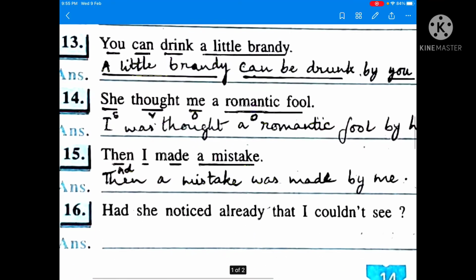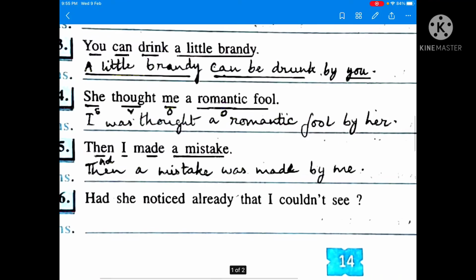She thought me a romantic fool. She, subject, thought, verb, me, object, a romantic fool, object. There are two objects over here. A romantic fool is direct object, me is indirect object. I was thought a romantic fool by her.